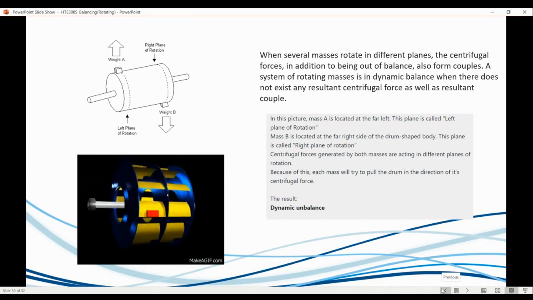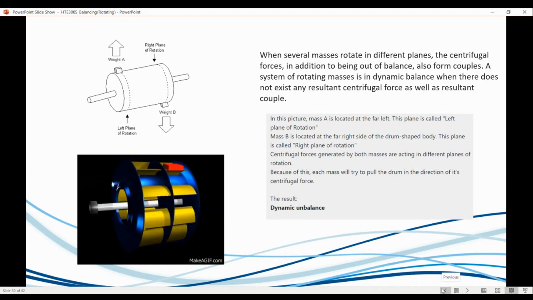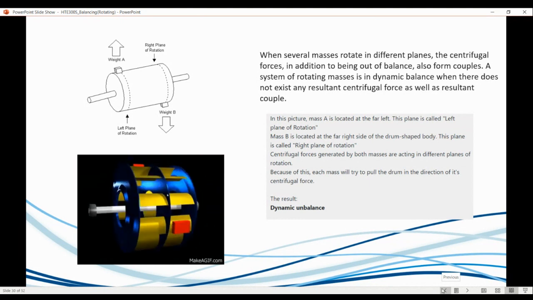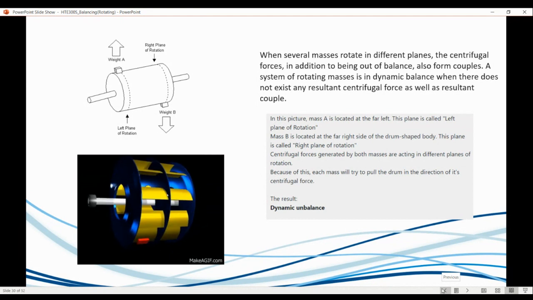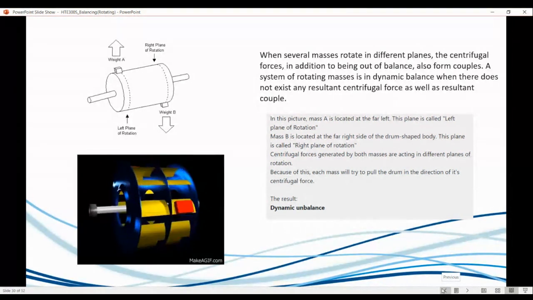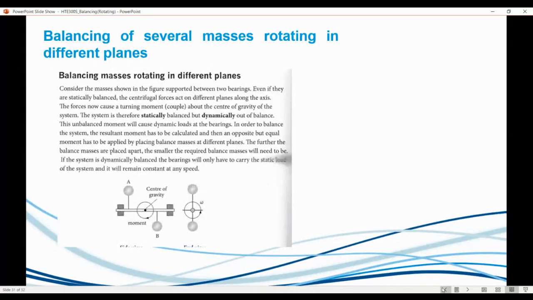So what we actually can do, you're going to end up having two masses in different planes, I think, and then we'll end up balancing it. So this is from the N6 textbook, and this is what it basically says here. Consider the masses shown in the figure supported by two bearings. And obviously, balancing has to do with the shaft rotating, and maybe we'll start to expand upon that later on.